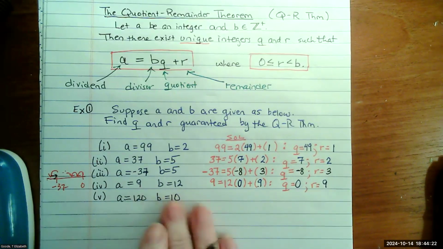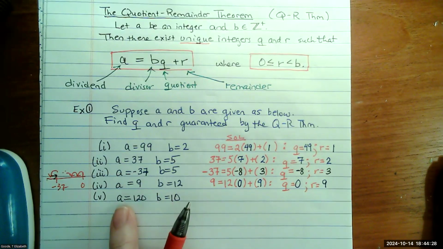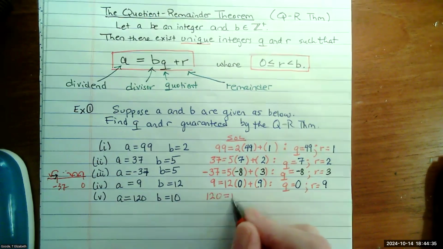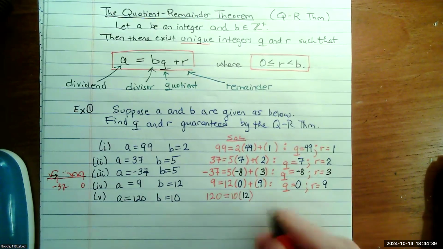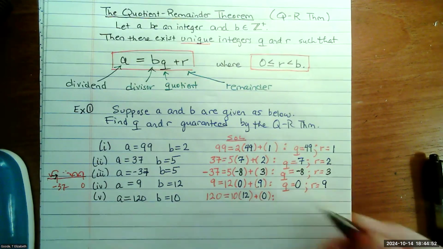And finally, this last one is super simple because I wanted to show you an example where the divisor fits into the dividend evenly. In other words, the remainder is 0, of course. 120, of course, is 10 times 12 plus no leftovers, right? So the remainder is 0. And that happens when the divisor divides into the dividend. You know, that's the definition of divides.